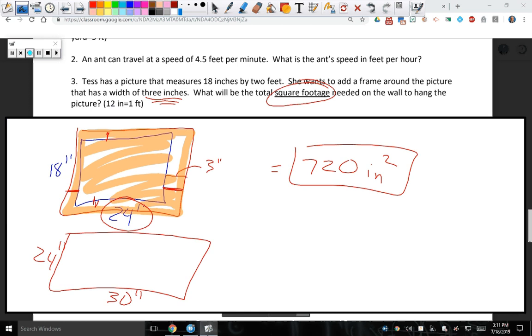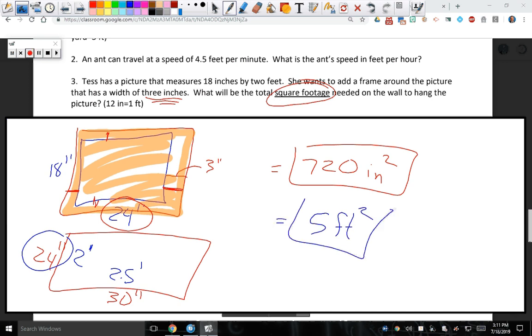Okay. So let's convert the original ones back to feet. So 2 feet and 30 inches is 2.5 feet. You with me? So if I multiply these, what do I have? 5 what? Square feet.